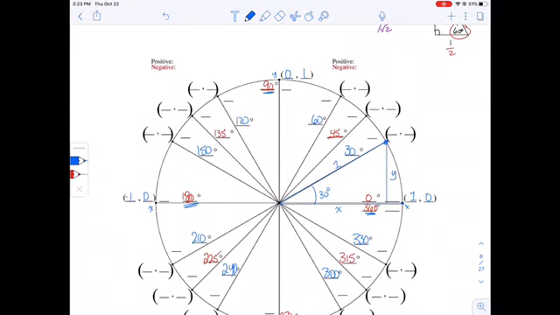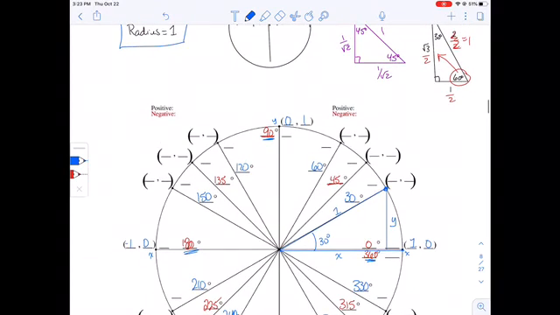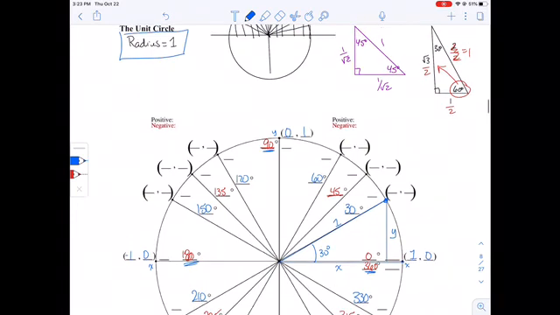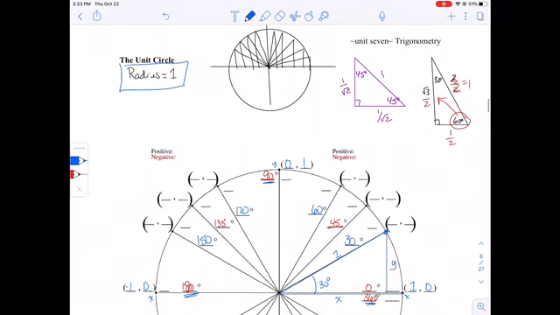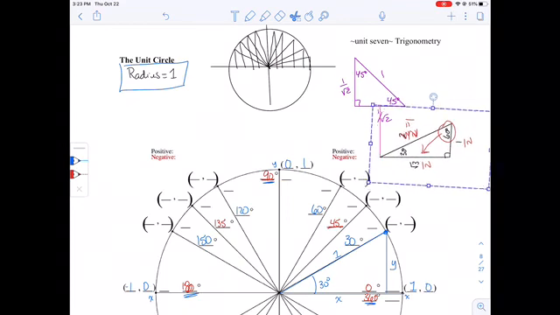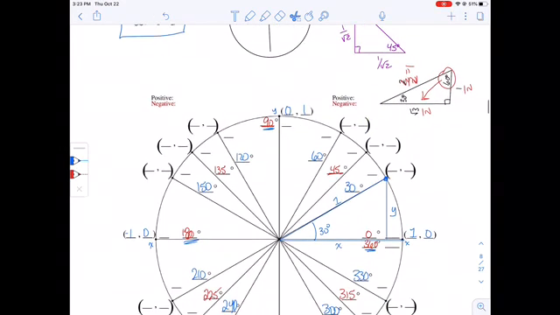Now I want to transpose my coordinates for my 30-degree angle here. If I think about my 30-degree angle and basically take this triangle here and rotate it on its side, what I'm getting is my x coordinate would be root 3 over 2, and my y coordinate would be 1/2. So this is root 3 over 2 and 1/2.